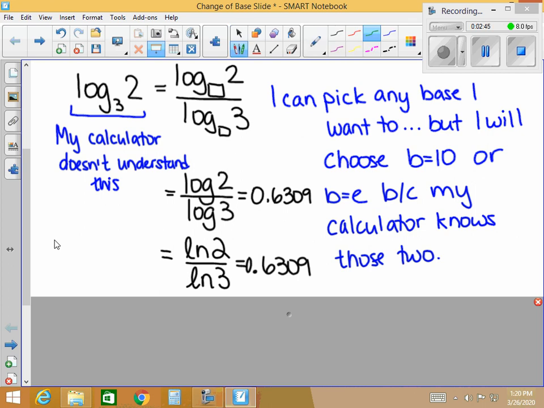If I wanted to, I could say log base 9 of 2 over log base 9 of 3. That's a completely, totally true statement. However, again, not helpful to me in most situations, and not helpful to my calculator that only understands 10 and e. So as long as you use the same base top and bottom, you should get 0.6309 either way.